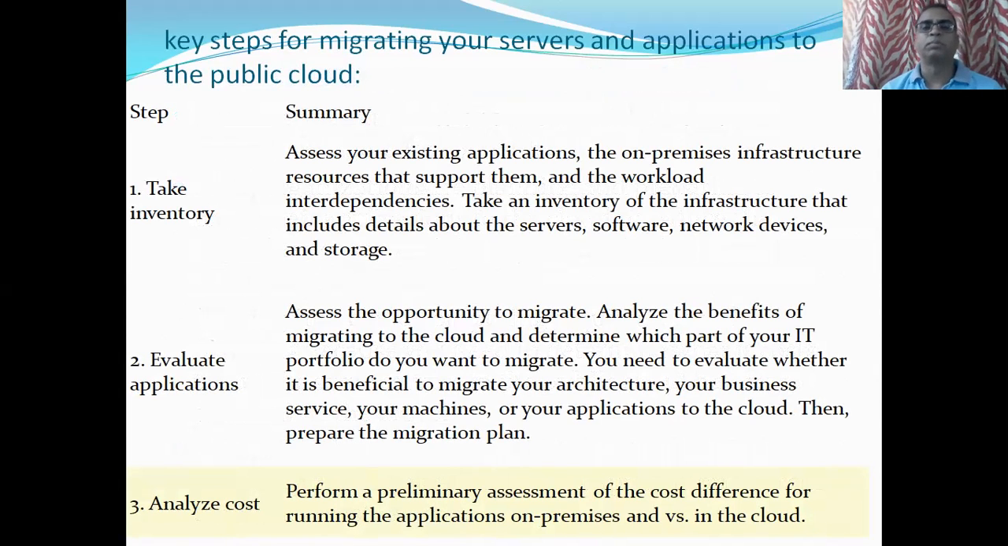What are the key steps for migrating your server and application to the public cloud? First, you have to take the inventory. What is this? Assessing your existing applications, the on-premises infrastructure resources that support them, and the workload interdependency. You have to take an inventory of the infrastructure that includes details about the servers, software, network devices, and storage. You have to decide what things you want to put on the server, on the cloud, right?